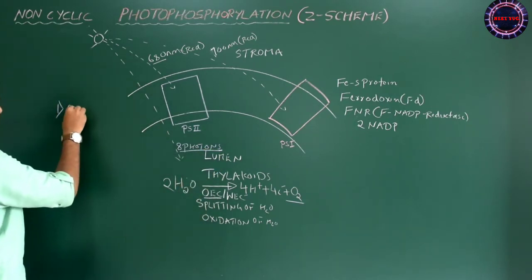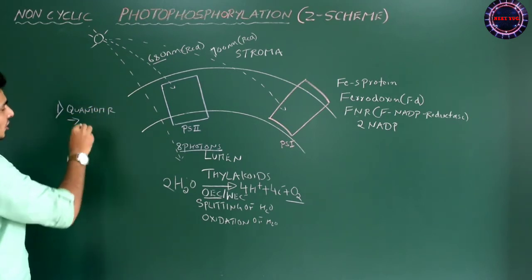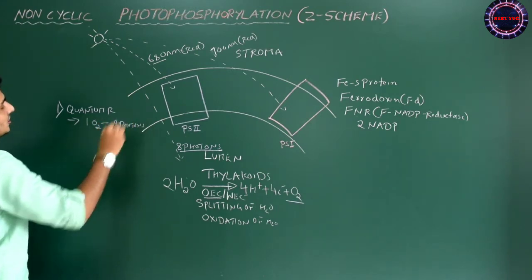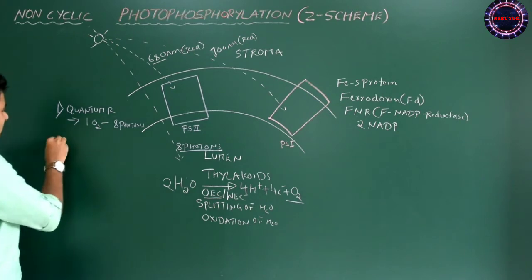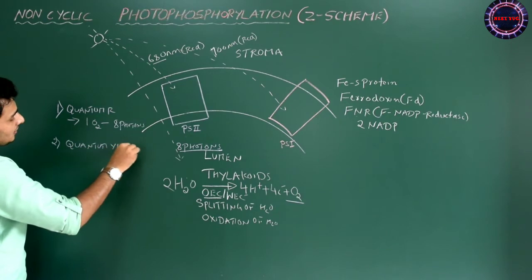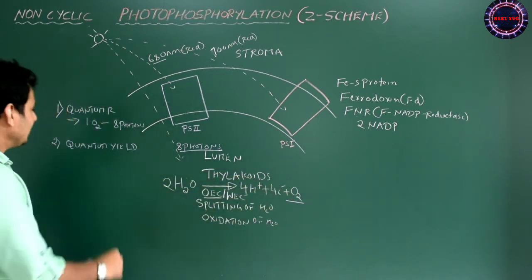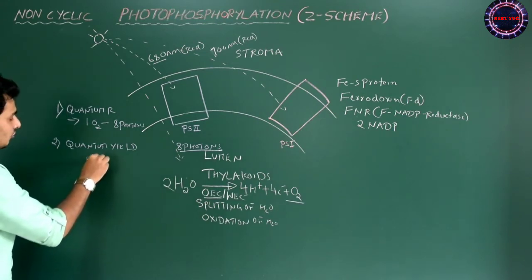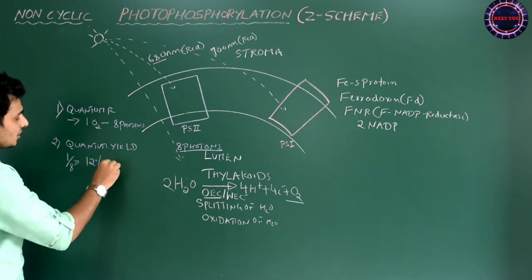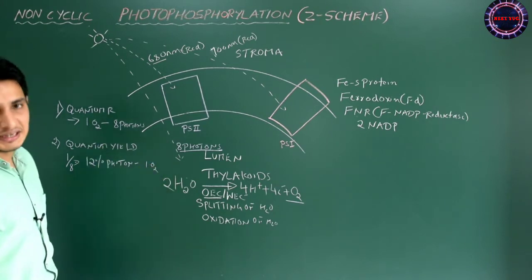Let me write here the quantum requirement. Quantum requirement means to synthesize 1 oxygen molecule, 8 photons are required. Let me write what is quantum yield. Quantum yield in the sense, to get 1 oxygen molecule, we need 8 photons. If we convert it into percentage, that is 1 by 8, you get 12% of the photons required to get 1 oxygen molecule. This is quantum yield. Just remember it.